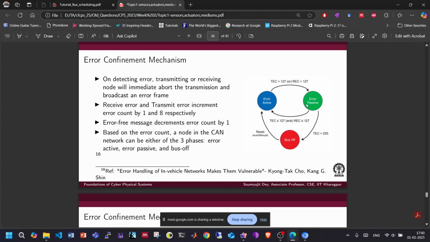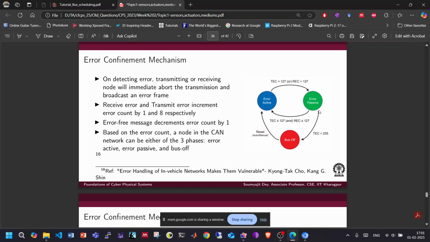If no, then it goes to an error passive mode where you don't prioritize the error messages anymore, and that is just a delay before you turn the node off. The transmission node which was causing the error, when you reach the bus off mode, you are basically turning off transmission from that node. So after 16 more transmissions, it goes to the bus off mode from error passive mode.